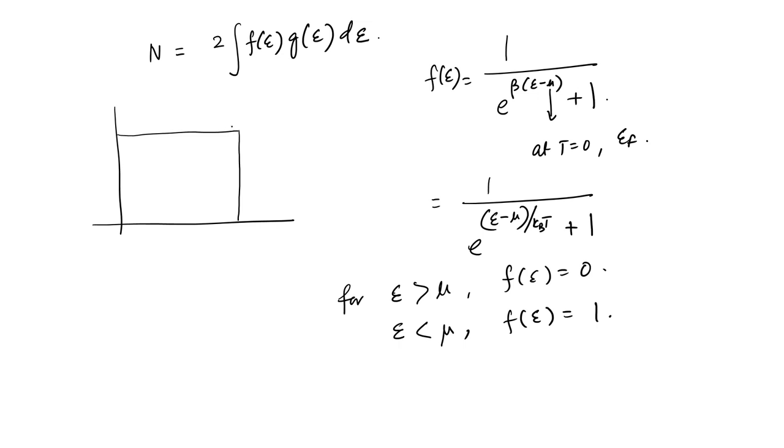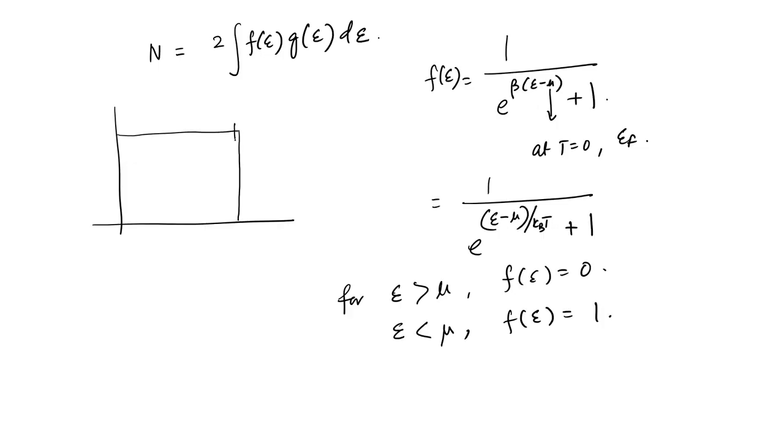So you have to understand that specific heat is the heat required to raise the temperature of the body by a degree, which means that the electrons from this region would be excited and they would go to the higher energy region. So at a temperature T, this width is of the order of kT. So they would come here and go to this region.